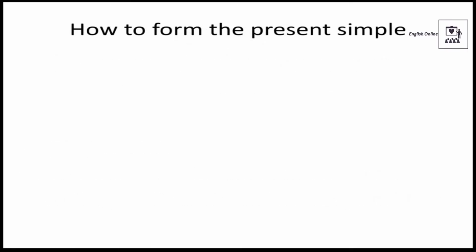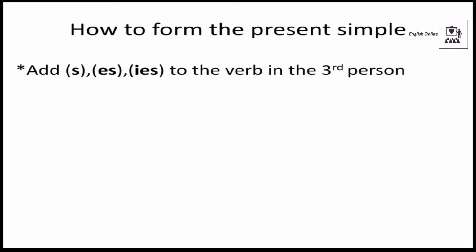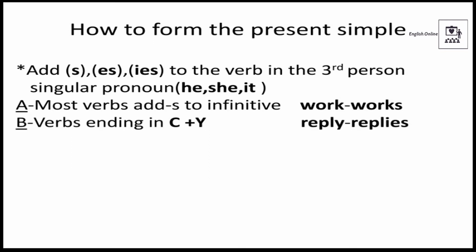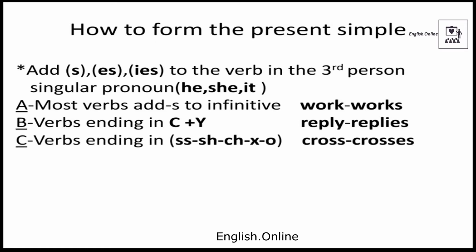How to form the present simple. Add s or es or ies to the verb in the third person singular pronoun, he or she or it. Rule number 1. Most verbs add s to infinitive. For example, work, works. Rule number 2. Verbs ending in consonant plus the letter y. If the verb ends in letter y preceded by a consonant, we remove the letter y and add ies to the verb.